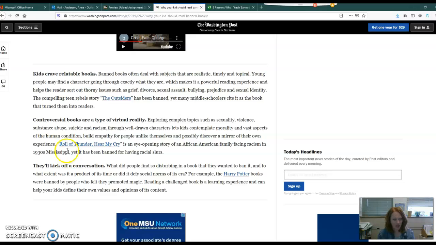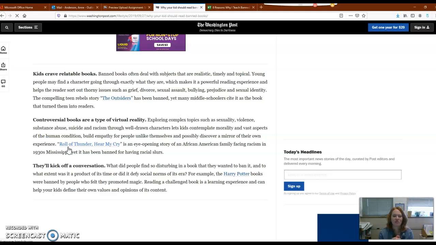I have read Roll of Thunder, Hear Me Cry in a classroom before. I did it with 6th graders, and this book was so powerful. I was crying, the students were crying. We had such a deep connection to this family. It was about a black family living in the 1930s, and it had racial slurs, and I flat out told the students before we started, this is going to be something that we read in this book. I am not going to read it out loud in a manner that is disruptive or disrespectful in any way. I am just reading what was on the page.